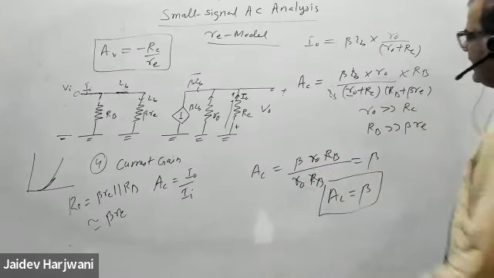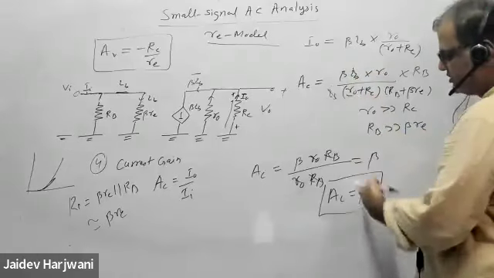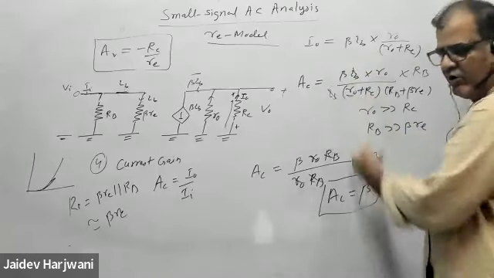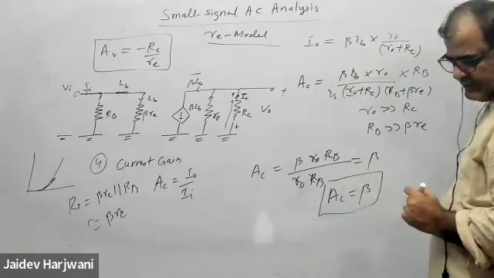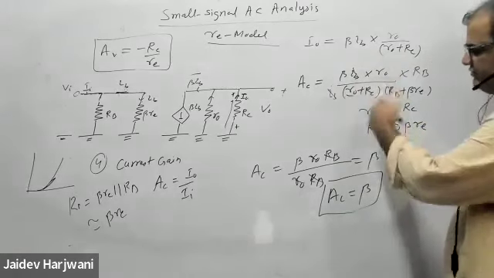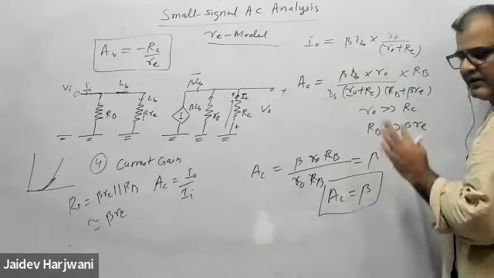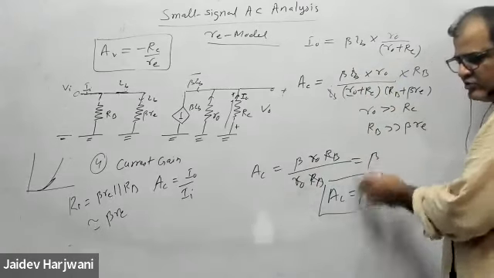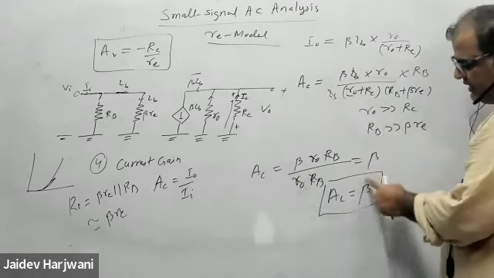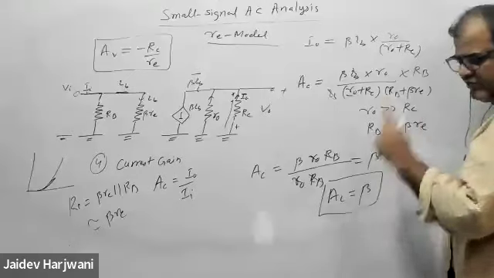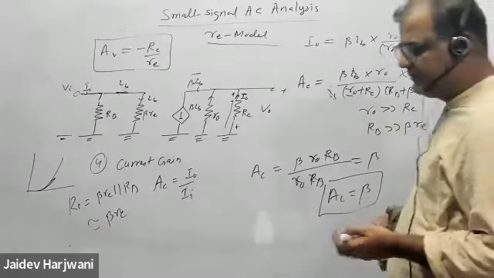So almost, if you use this formula or you use this formula directly, beta, they will be almost the same. That's what I want to say. If you neglect this one, very high, then you can directly say my gain should be somewhere close to beta. The exact value will come from this formula, and the rough value will come from whatever beta is given. Both should be the same.